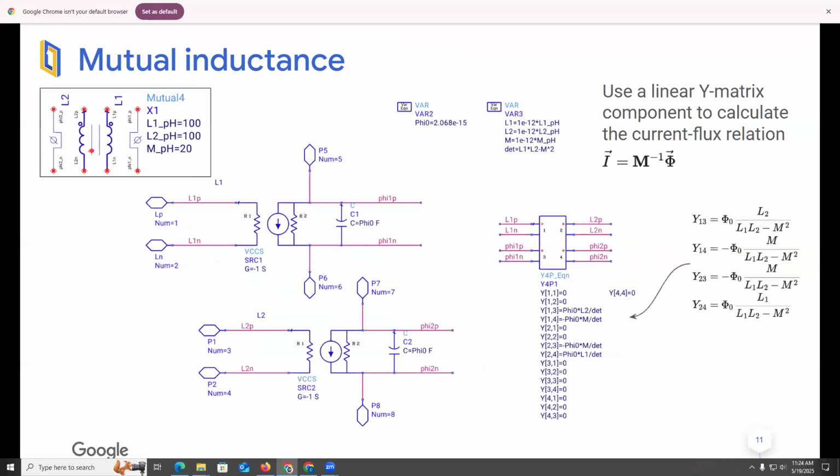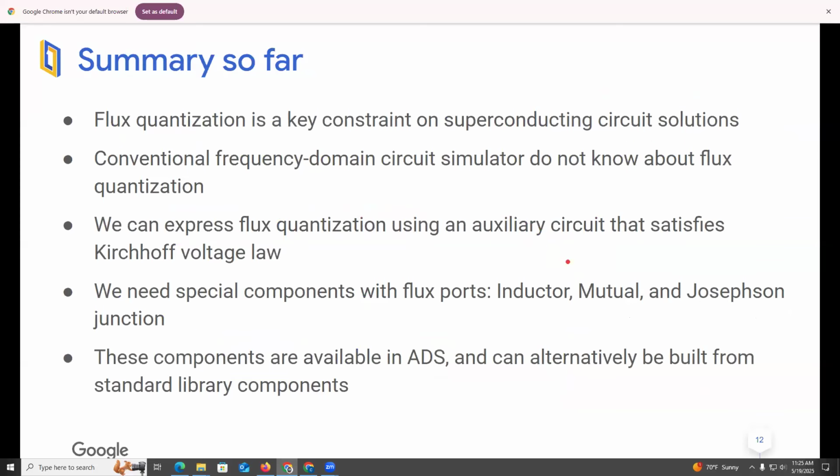You can extend that also to a mutual inductor. Now you have two coils, each of them has a phase drop and they are mutually coupled, so current through L2 will put phase on L1 and vice versa. So the way that you do it is you do the same trick, but now instead of a 2x2 matrix, you have a 4x4 matrix, and basically your matrix is solving this equation that relates the currents to the phases. So you can use just a linear Y matrix to do the calculation for you. Okay, anyway, so far, flux quantization is important. We have to care about it. It's a key constraint on superconducting circuits.